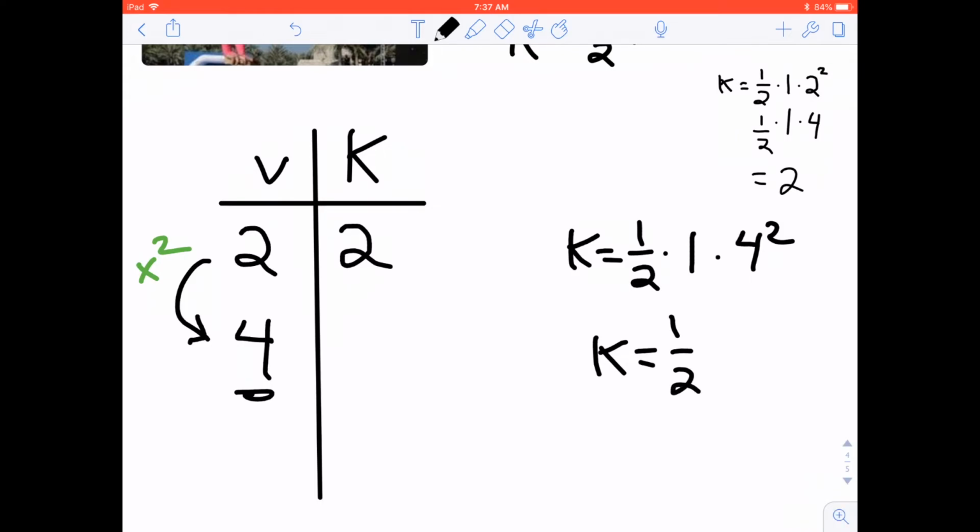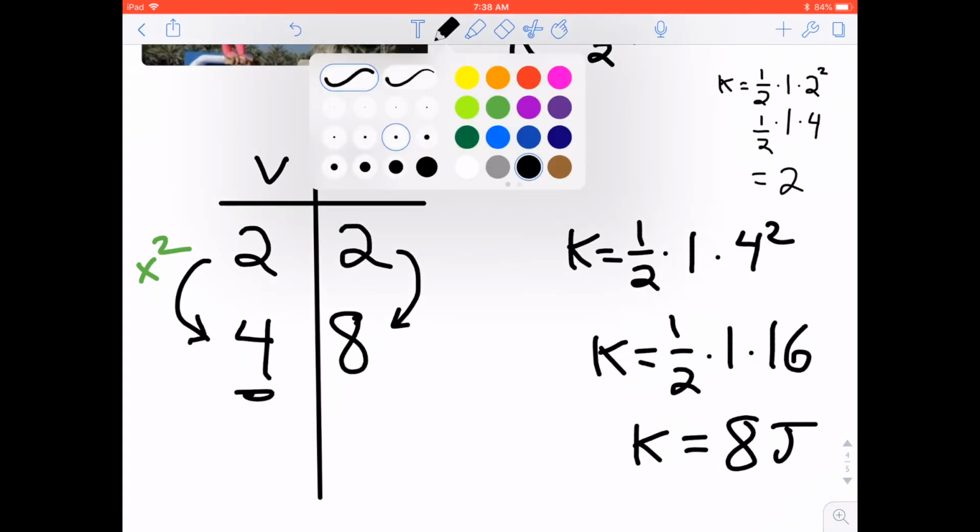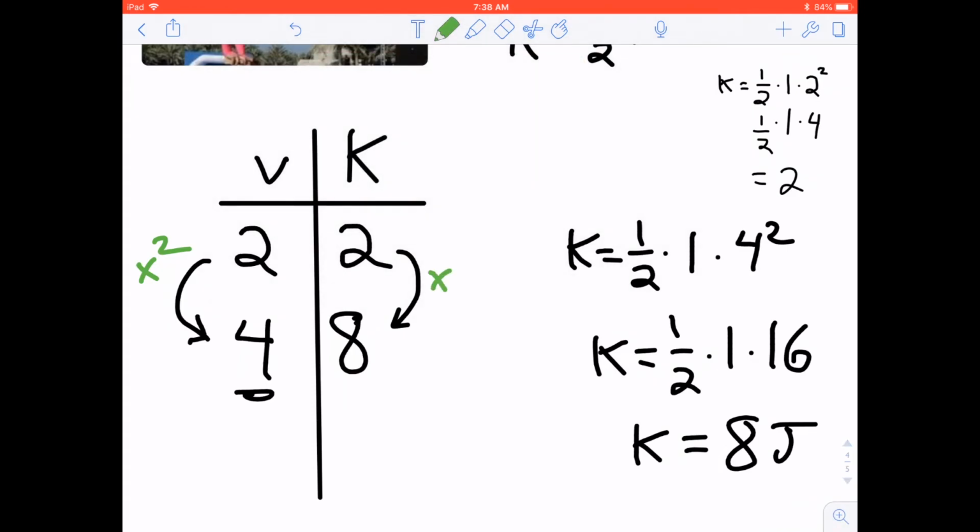then as we complete this calculation, 1/2 times 1 times 4 squared: 4 squared is 16, 16 times 1 is 16, divided by 2 equals 8. It's going to be joules because that's our unit of energy. We can easily see what happened here. Kinetic energy was multiplied by 4.